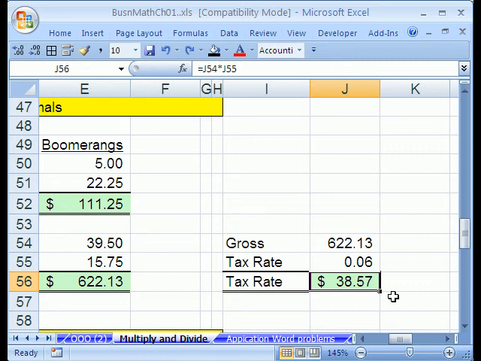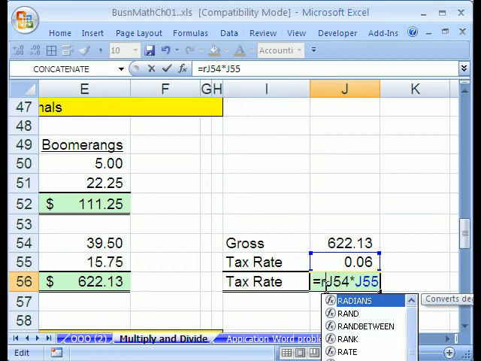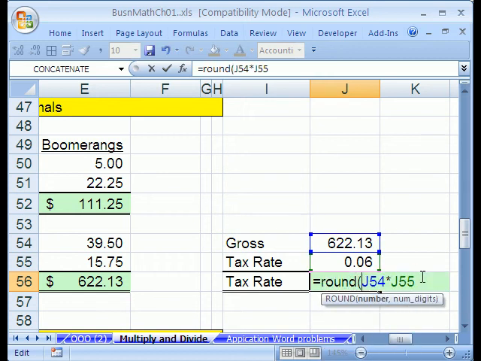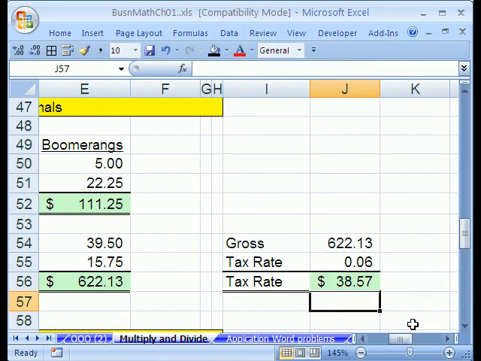Now, if we were going to use it, of course, we would then hit F2 and just round it. Don't forget that. Lots of people in this class do badly on tests because they forget to round. That's why we've been doing it so much.